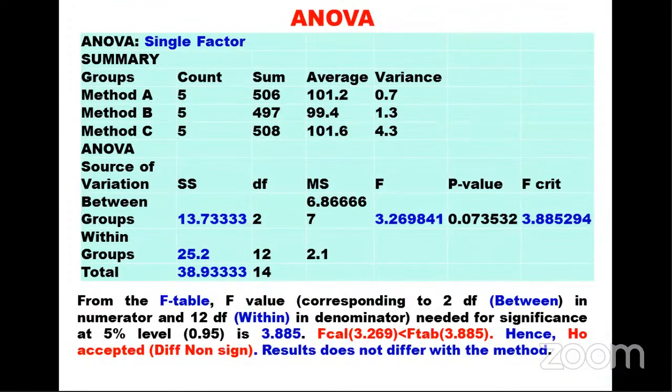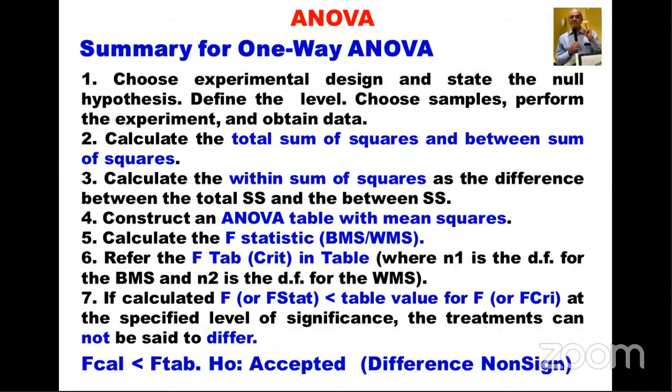So this is the bigger part. F, what we got there, MS and SS and DF and everything, almost they are the same in digits. So F tab is 3.88 and F calculation is 3.26. So there is no significant difference and H0 is accepted. Methods don't differ in analysis. So we can use an Excel file in that way. So this is the summary of this.